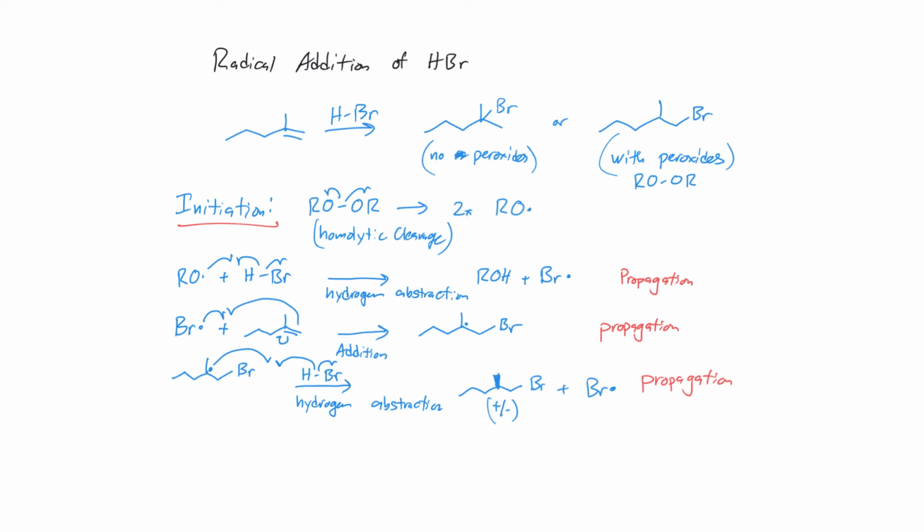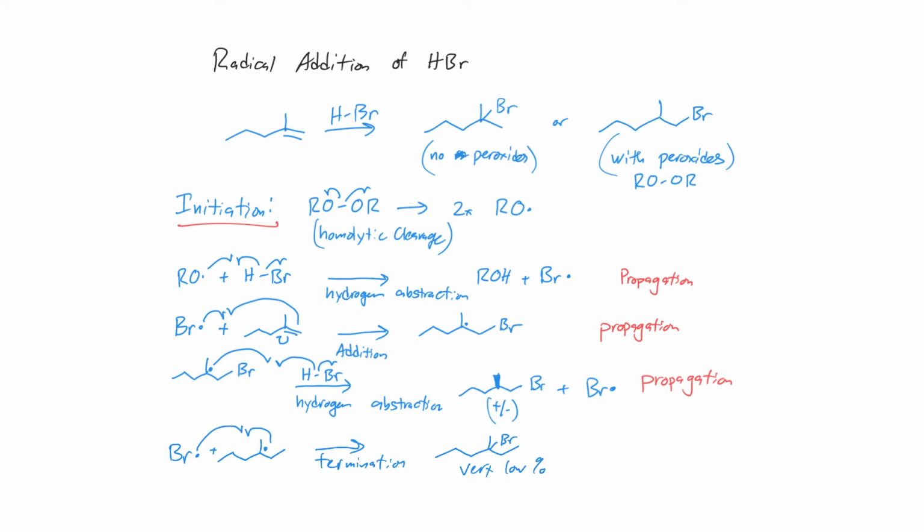But there are some final steps that we could consider, and that might be termination steps. Maybe the bromine, just by coincidence, comes into contact with another radical like this, and this is unlikely because the concentration of radicals will be very low. And of course, this is an undesired reaction. It doesn't produce our product, but this would produce in very low percentage.